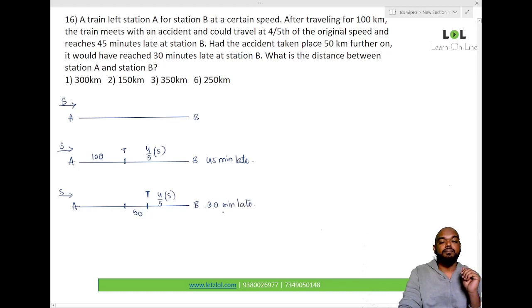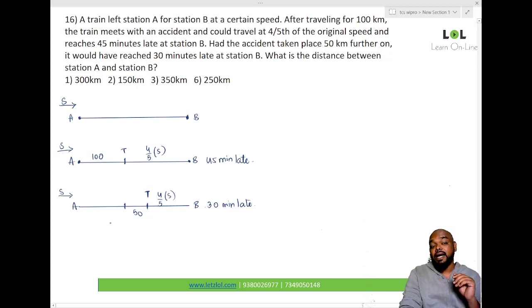This is the scenario. Originally it travels at speed S. So it will reach point B in a certain time. We do not know what it is. But since the accident happened after 100 kilometers at point T, it can travel at only 4/5 of its speed. So from T to B, it will travel at only 4/5 of speed. So it is 45 minutes late. It is taking an extra 45 minutes.